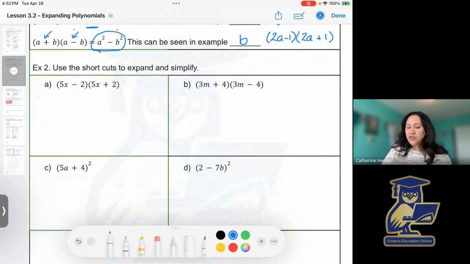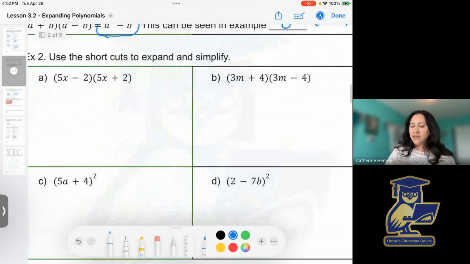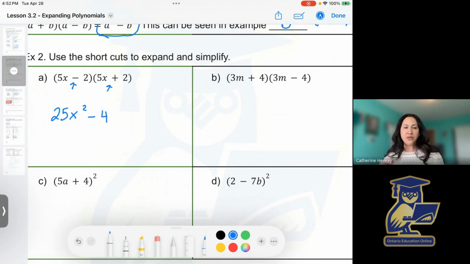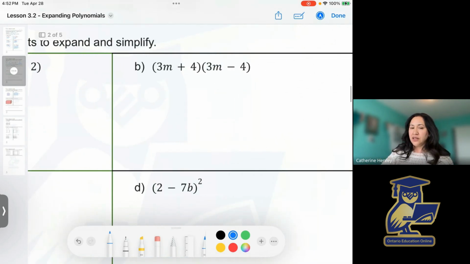So the first one we come to is 5x minus 2 times 5x plus 2, and they're almost the same except for these signs in the middle are different. So if we recognize the pattern, we can just go straight to 5x times 5x would be 25x squared, and negative 2 times 2 is going to give me negative 4. And we're done, and we don't use FOIL. Okay, but it's only based on the fact that you can memorize the special cases.